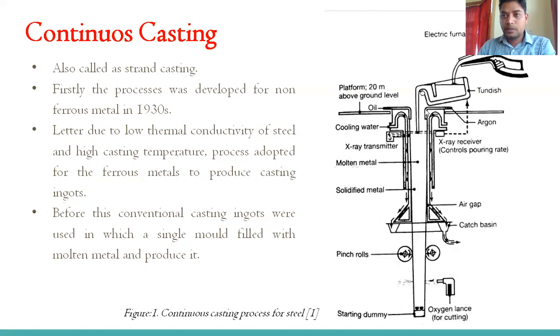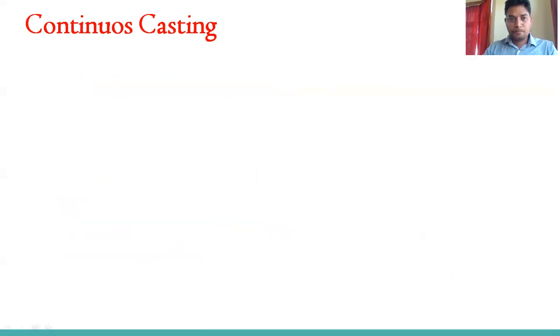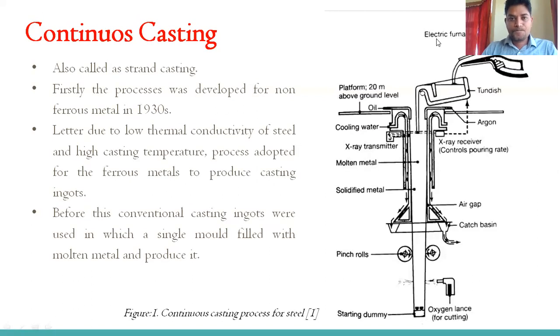Next, I just want to brief you about this casting by this figure. First of all, I want to tell you what these elements are. First, we are using an electric furnace. After that, there is a tundish. The electric furnace is just to melt the material that we are using, and the tundish is basically a ceramic shell.